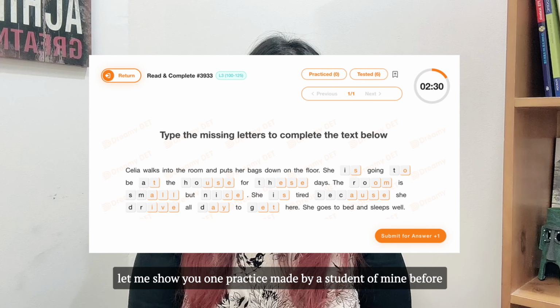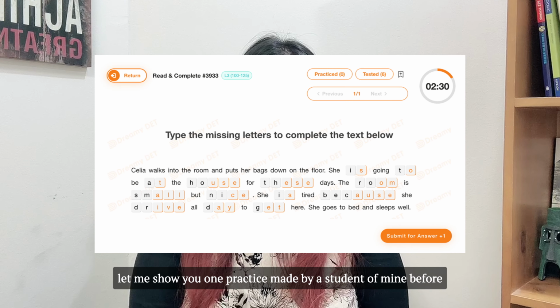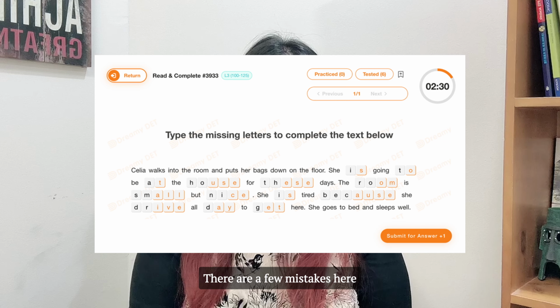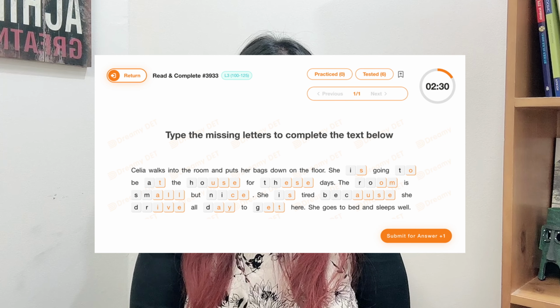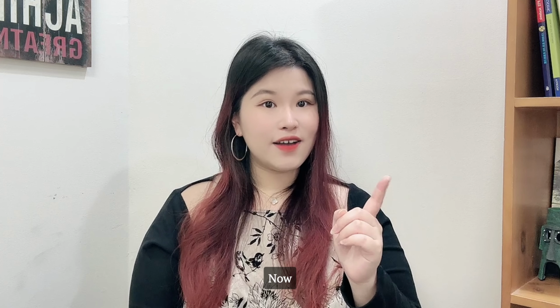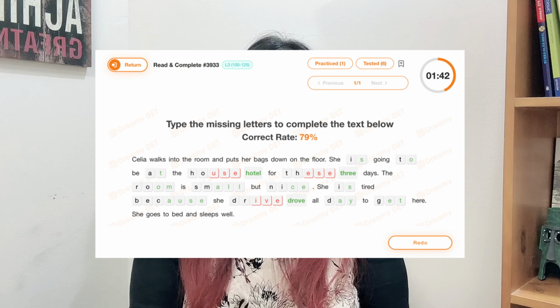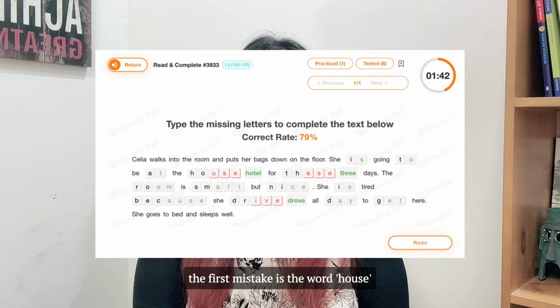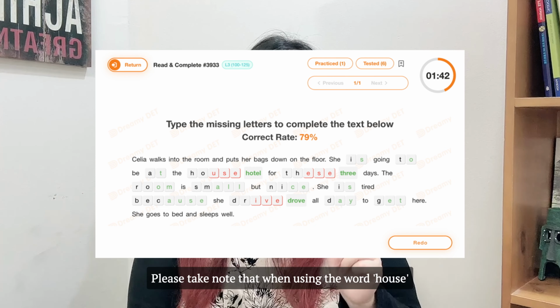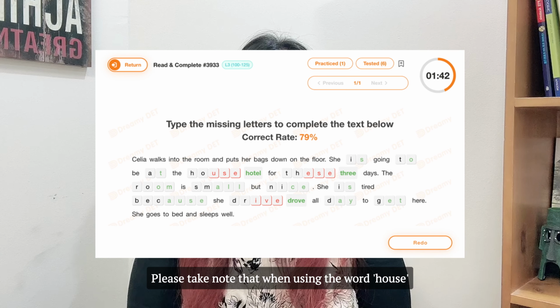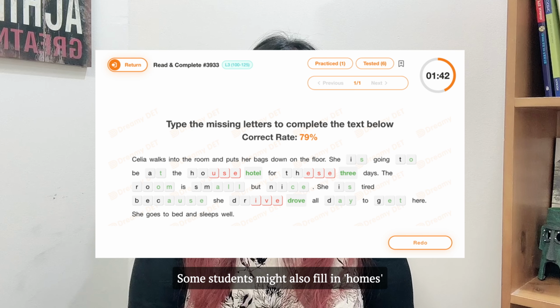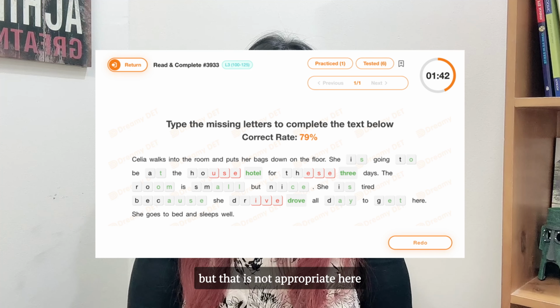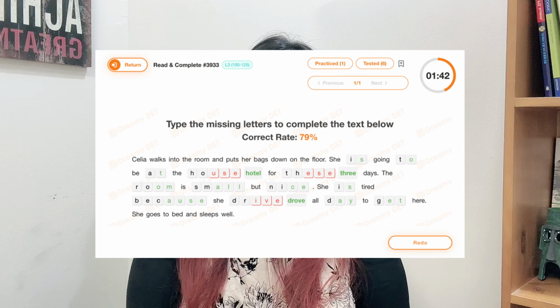Now, let me show you one practice made by a student of mine before. There are a few mistakes here. You can pause the video and try to spot them. Now, let's review the answer. As you can see, the first mistake is the word house. Please take note that when using the word house, it typically pairs with in instead of at. Some students might also fill in homes, but that is not appropriate here, as we don't require the plural form.